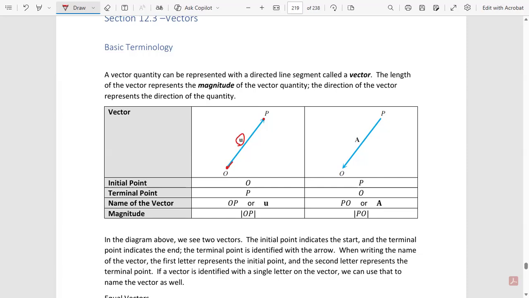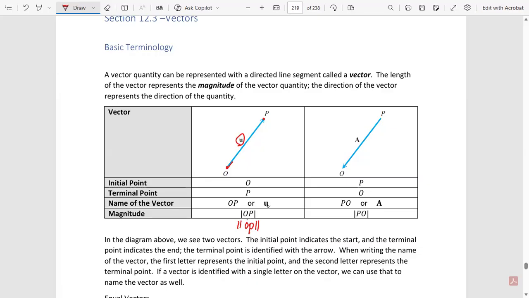To show the magnitude or the length of the vector, we put the name in absolute value notation, but for vectors, this is called the magnitude or length. Or in some books or examples, you may see two lines instead of one line. That is also called the magnitude of the vector.